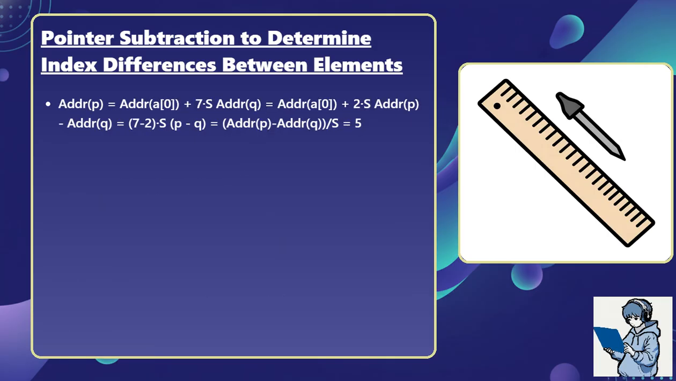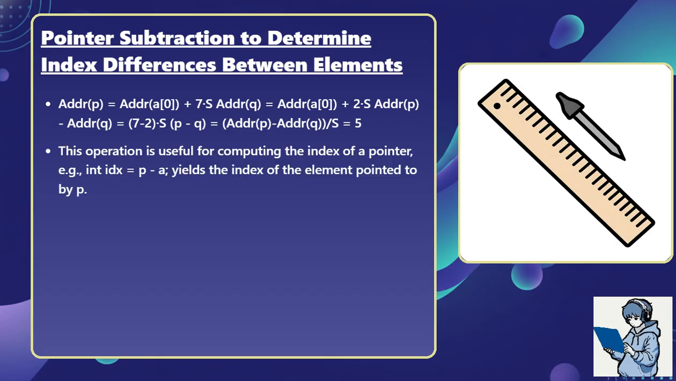Mathematically, address of p equals address of a[0] plus 7 times S, address of q equals address of a[0] plus 2 times S, address of p minus address of q equals (7 minus 2) times S, so p minus q equals (address of p minus address of q) divided by S equals 5. This operation is useful for computing the index of a pointer. For example, int ix = p - a; yields the index of the element pointed to by p.